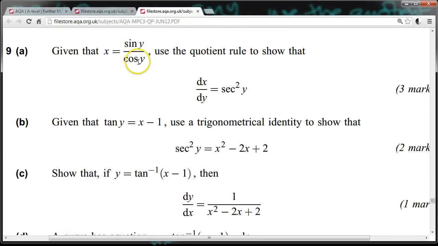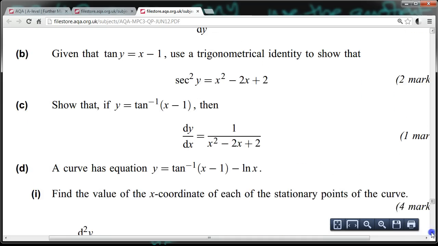Given that x equals sine y over cos y, use the quotient rule to show dx/dy is equal to sec squared y. Given that tan y equals x minus 1, use a trig identity to show that sec squared y equals x squared minus 2x plus 2. Show that if y equals arctan of (x minus 1), then dy/dx equals 1 over x squared minus 2x plus 2.